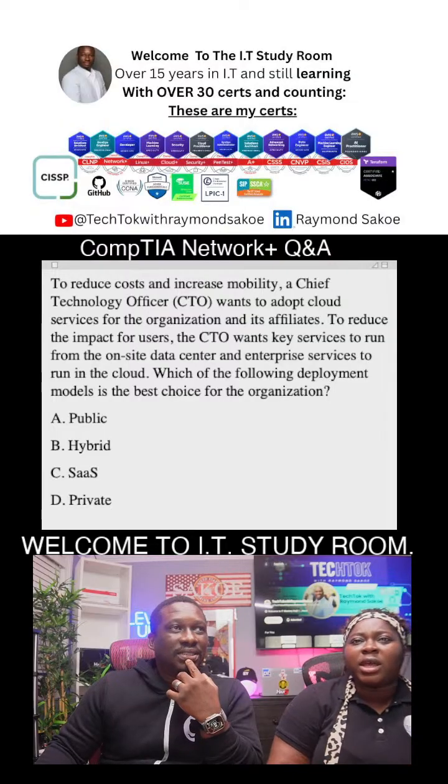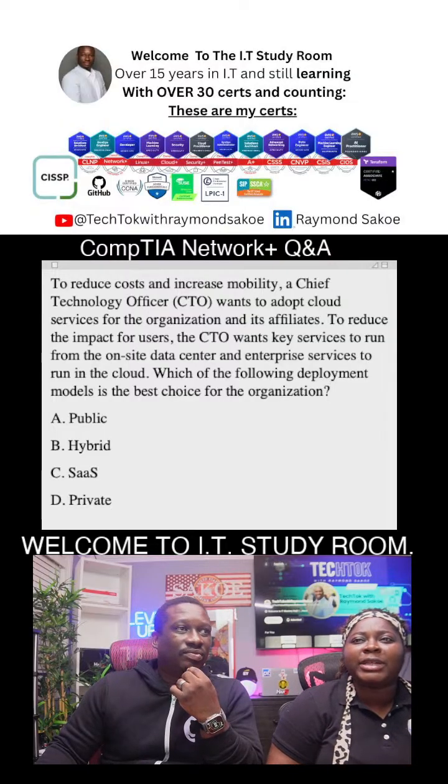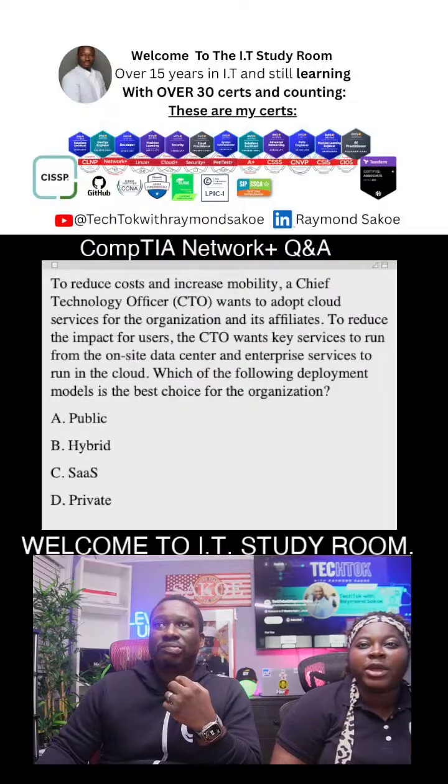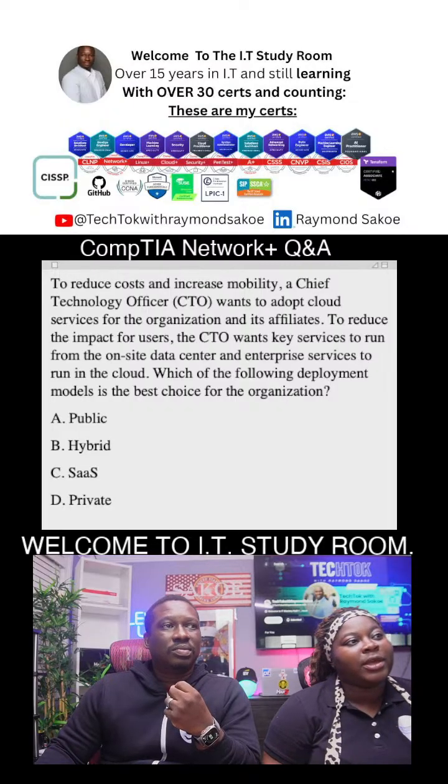To reduce cost and increase mobility, a chief technology officer wants to adopt cloud services for the organization and its affiliates. To reduce the impact of users, the CTO wants key services to run from the on-site data center and enterprise services to run in the cloud. Which of the following deployment models is the best choice for the organization?